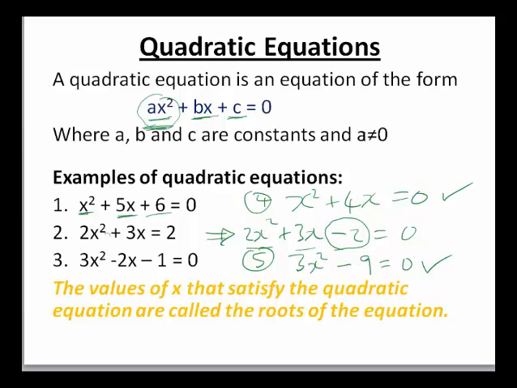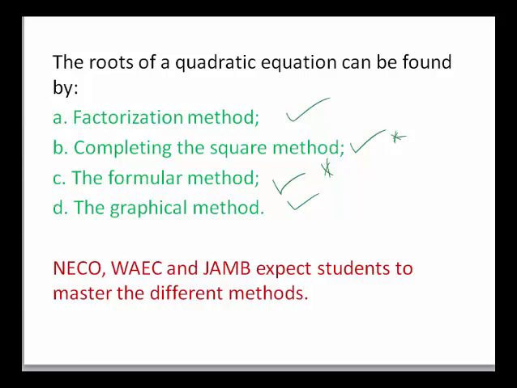It ceases to be a quadratic equation when the coefficient of a is 0, when we don't have anything raised to like x squared, for instance. So the values of x that satisfy the quadratic equation are called the roots of the equation. Okay, we told you that quadratic equations can be solved using factorization method, completing the square method, the formula method, and graphical method. And we told you equally that NECO, WAEC, and JAMB expect students to master the different methods.